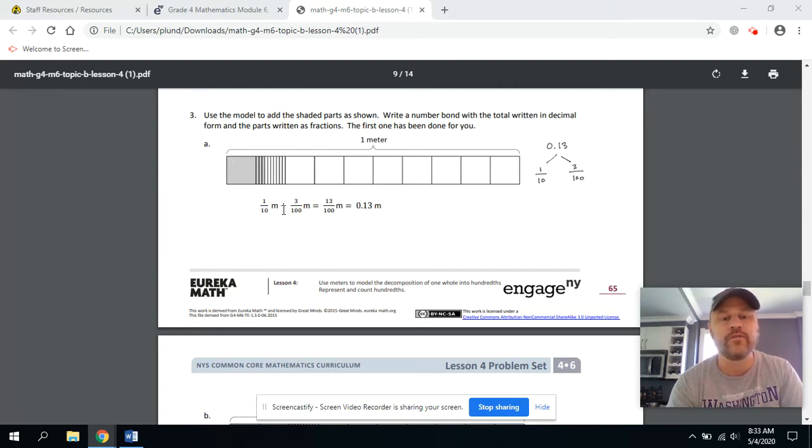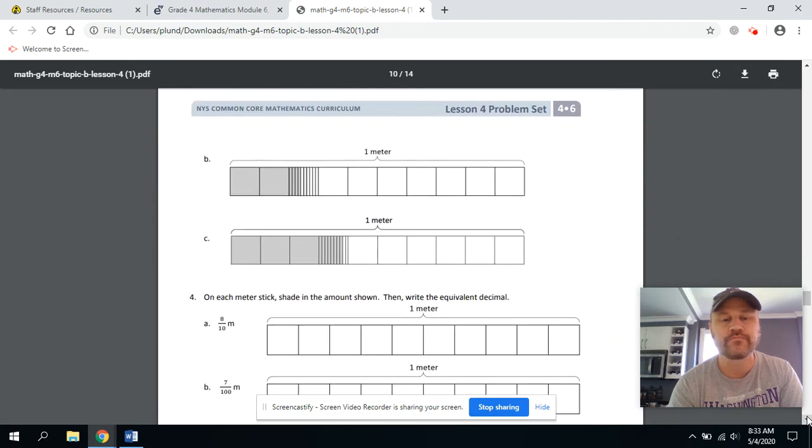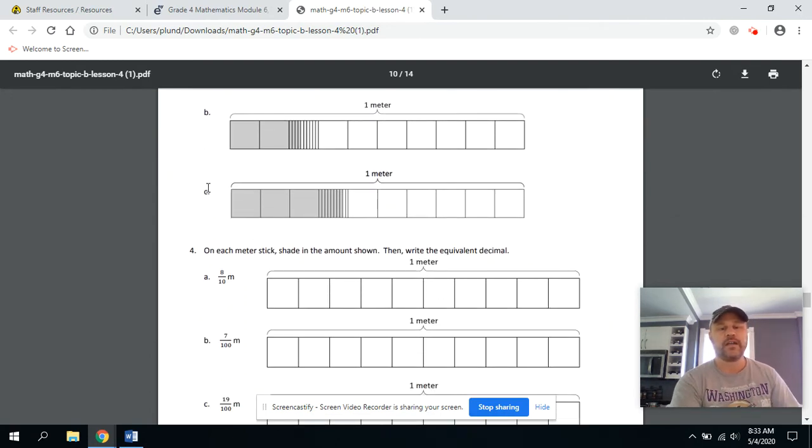So 1/10 of a meter plus this is 3 hundredths, because they're the smaller hundredth pieces, is a total of 13 hundredths of a meter, or 0.13, same thing. And here's your number bond. So you have a couple more examples on the next page. Let's just go with C.